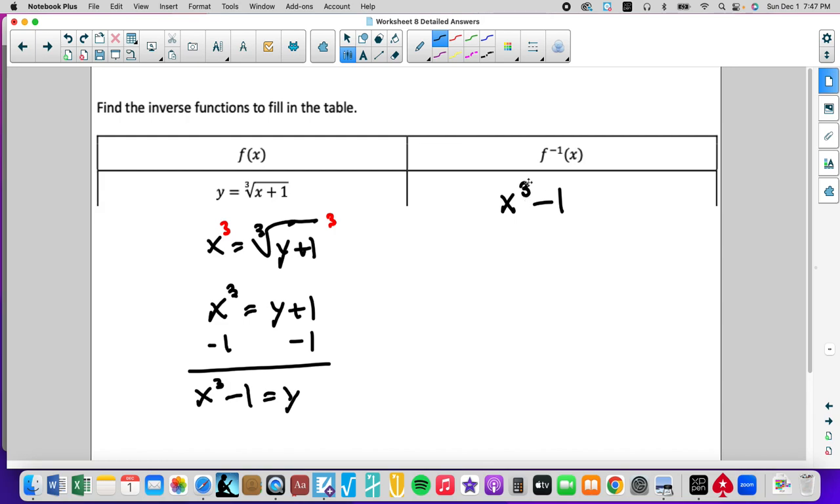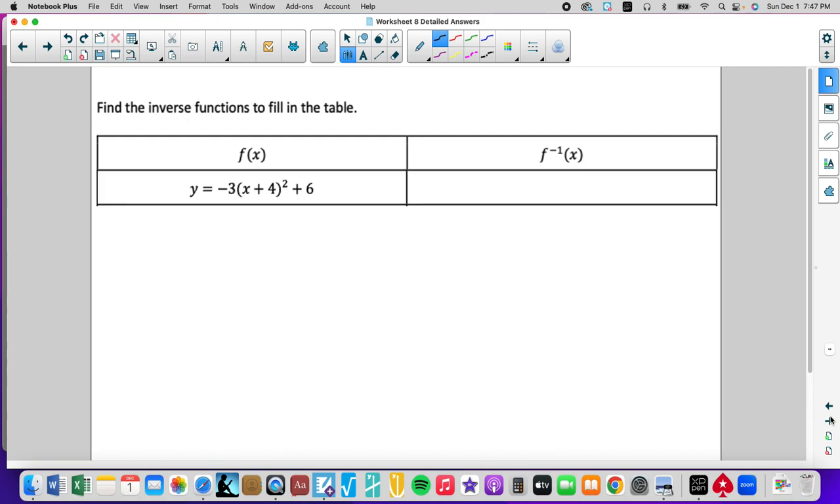This is really good because this is algebra 2 and pre-calc and calc is finding inverse functions, derivatives, all these fun things. So we're going to flip them. We're going to reverse the variables.